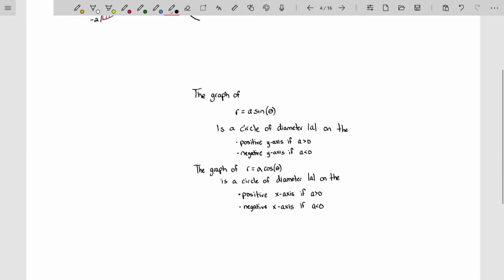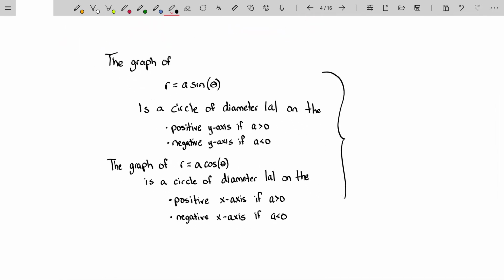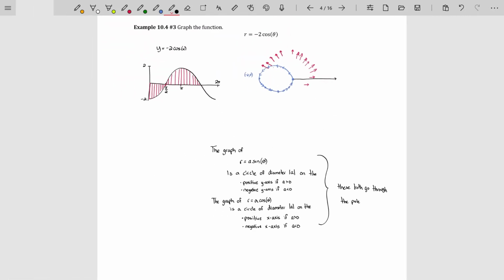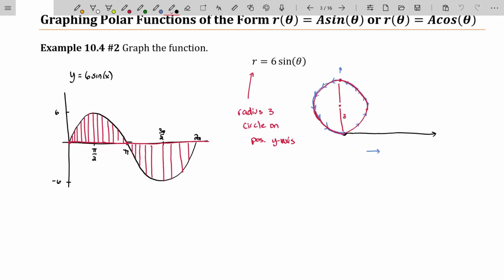Also, you should note they both go through 0, 0. These both go through the pole. You can easily see it there. So r equals -2 cosine of theta is a circle of diameter 2 on the negative x-axis, and it goes through the pole. It actually works well with the other example as well, right? 6 sine of theta is a circle of diameter 6 that is on the positive y-axis, and it goes through the pole.